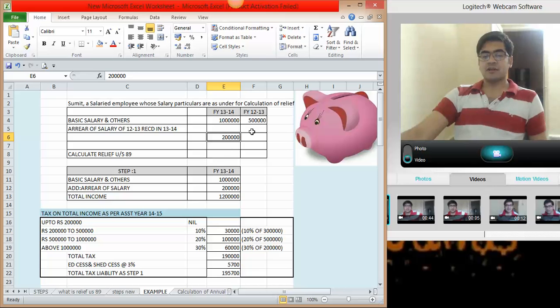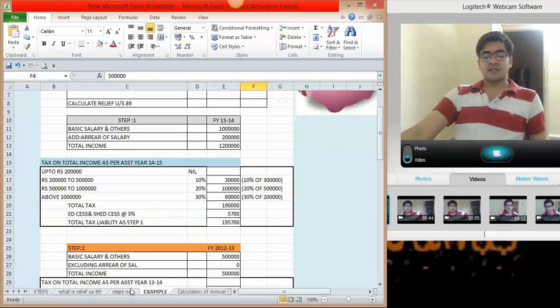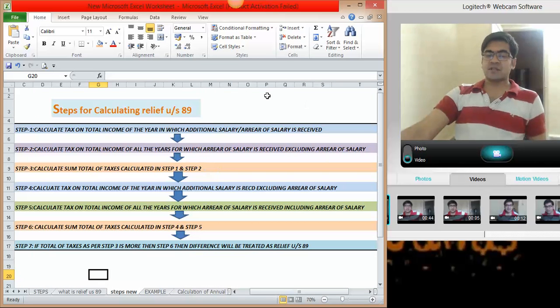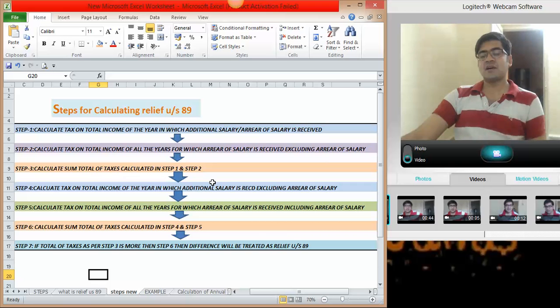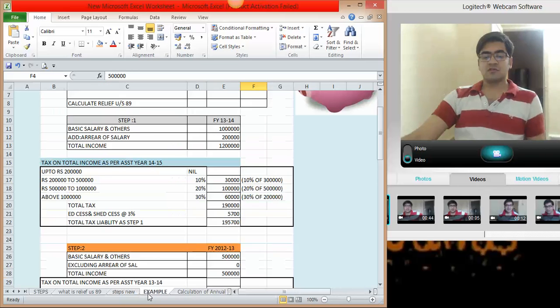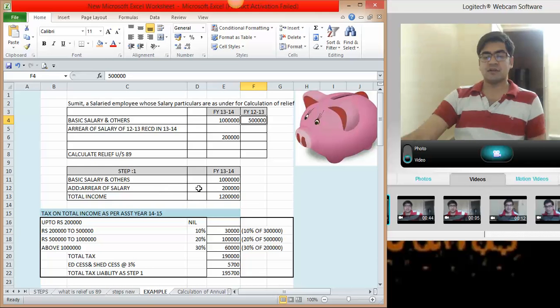So you have current year income, you have the previous year income, and you have the arrear which you have received in this current financial year but which pertains to the earlier financial year, that is 12-13. What do these steps say? First, calculate tax on total income of the year in which additional salary or arrear of salary is received. Let's go ahead and see step 1.